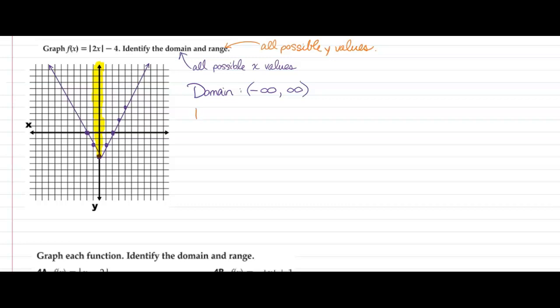So to write my range, I'm going to start at -4. It can be -4. See, there's a point right here at -4. And then it goes on to +infinity. So that's how I find my domain and my range.